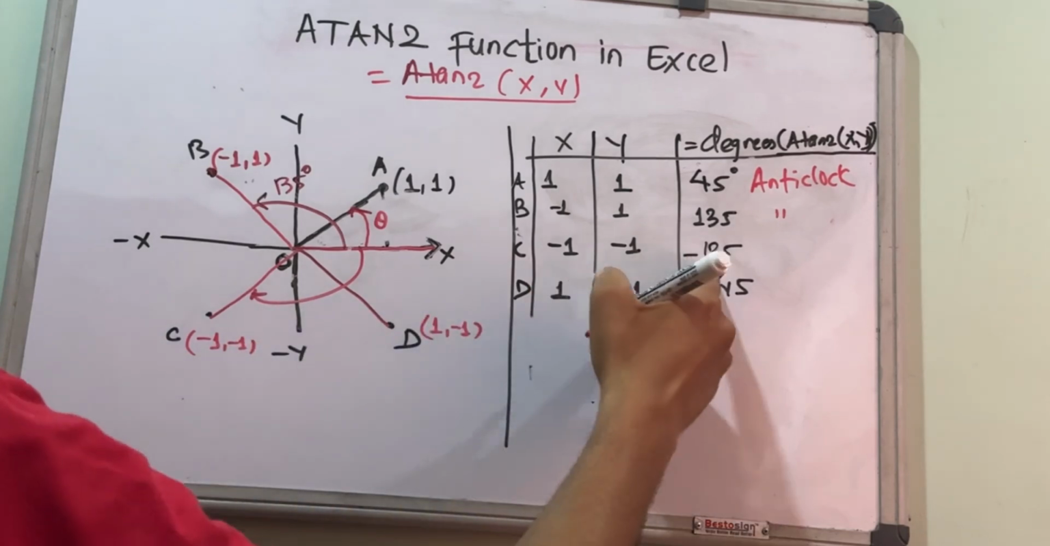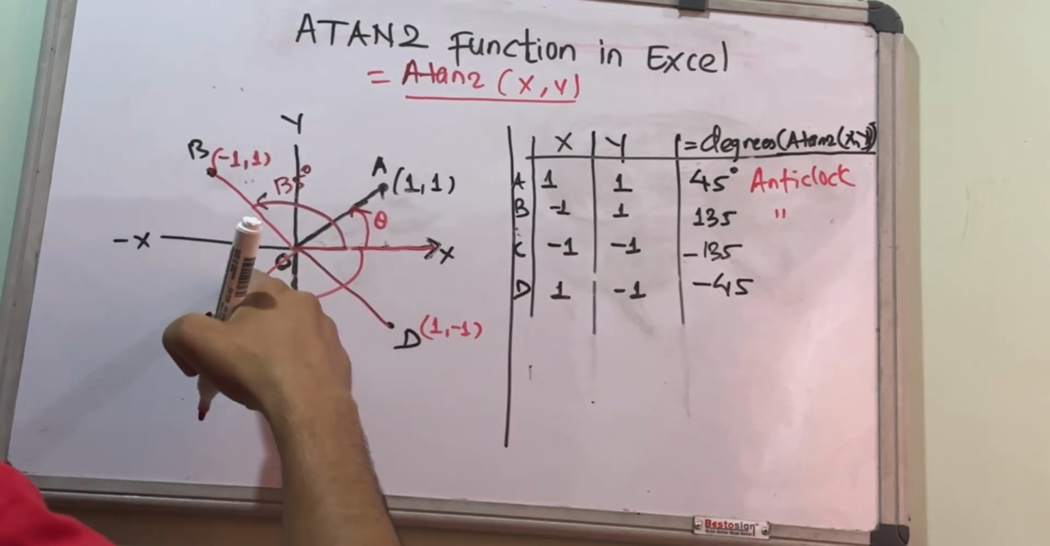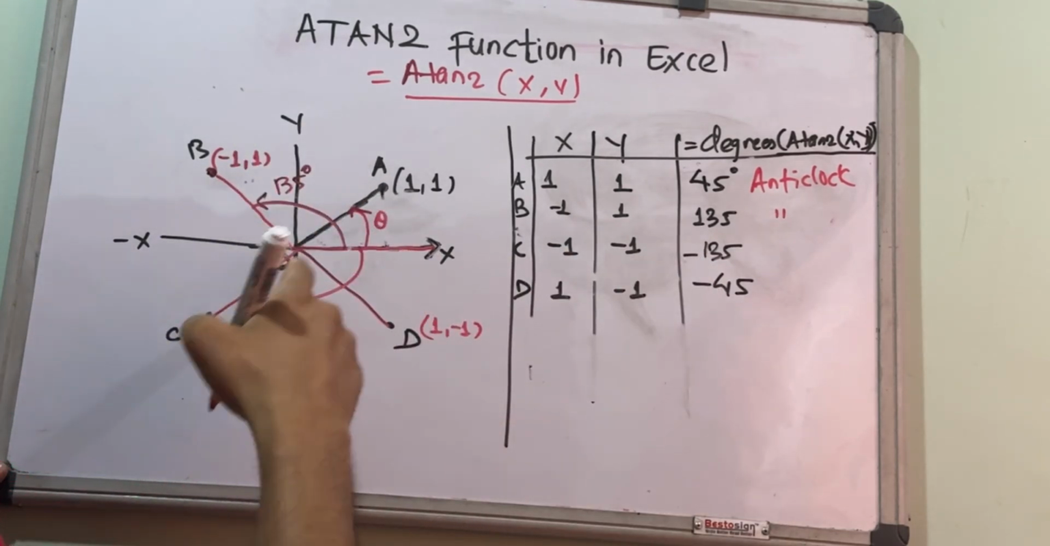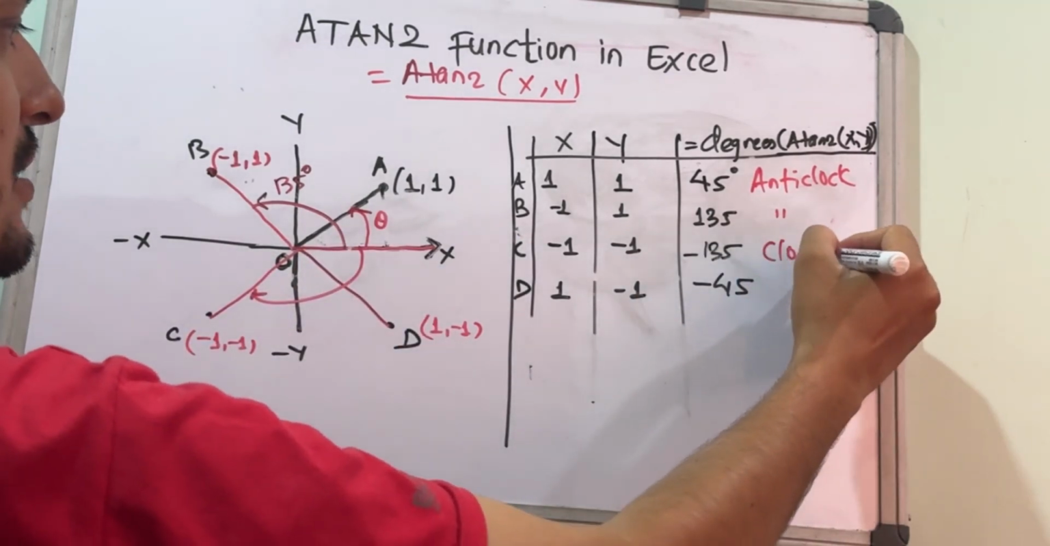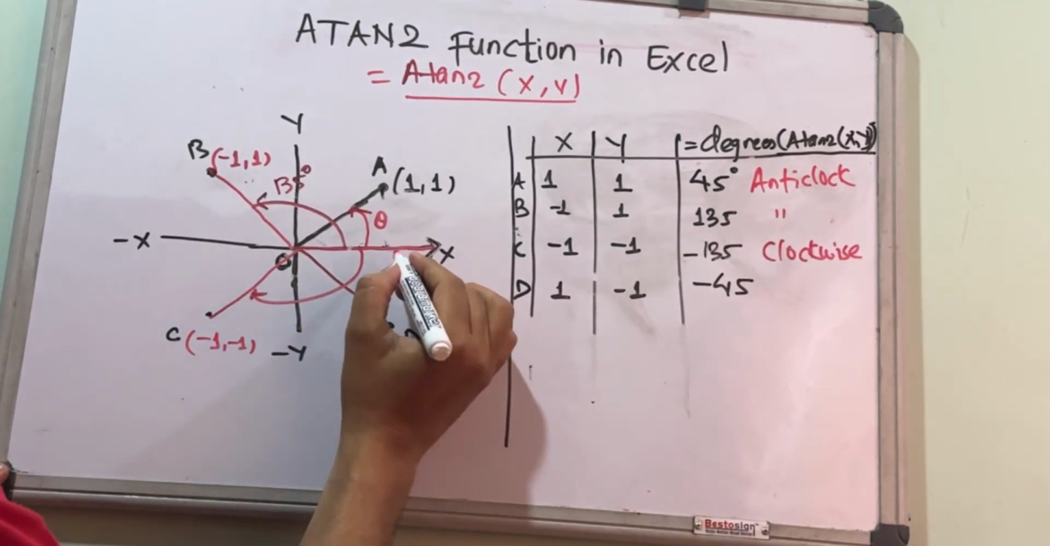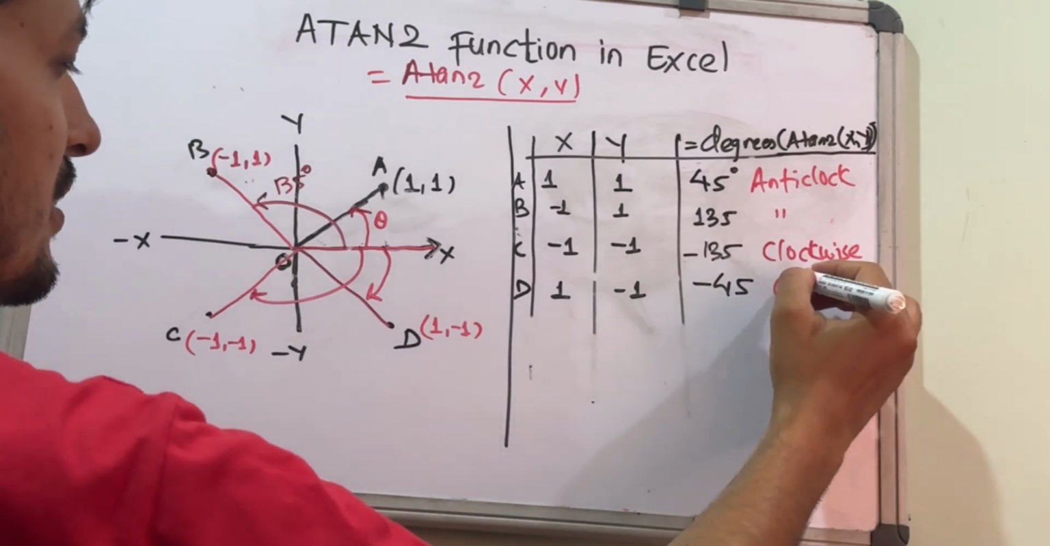So this is giving you minus 135 degree. So this is not from this one. So this is from this, minus 135 degree. So this is a clockwise angle. This is a clockwise angle. And minus 45 is this angle. This is again a clockwise angle.